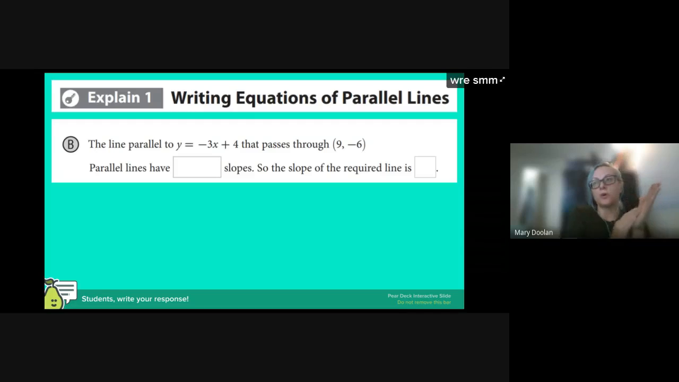You're going to type for me one word and one number. Parallel lines have blank slopes. And the slope of the required line, the equation we're going to come up with, what will the slope be? What will our value of m be equal to?